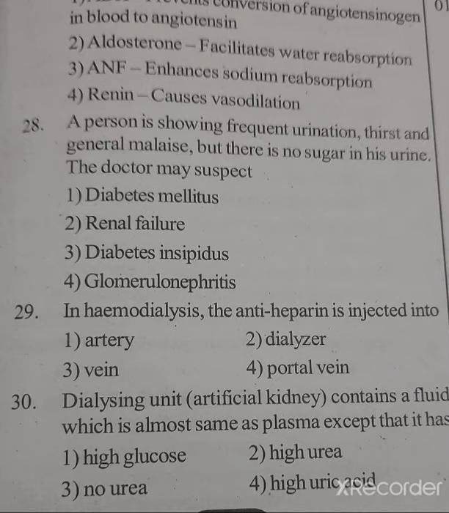Next comes the 28th question. A person is showing frequent urination, thirst and general malaise, but there is no sugar in his urine. The doctor may suspect 1. Diabetes mellitus. 2. Renal failure. 3. Diabetes insipidus. 4. Glomerulonephritis.